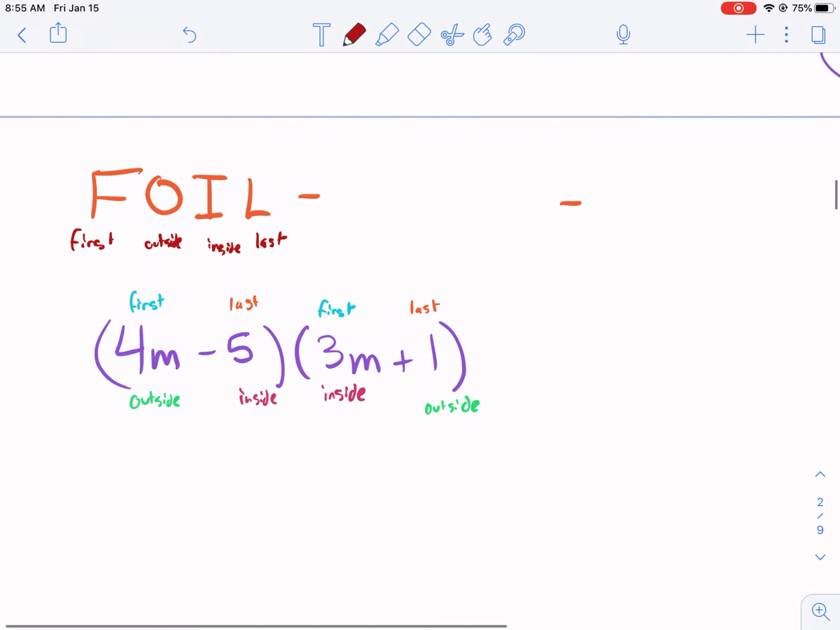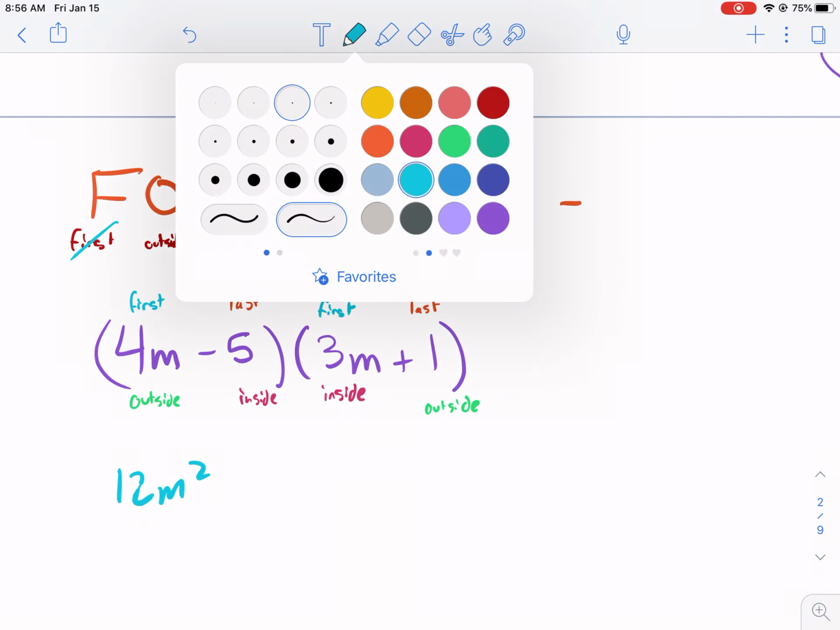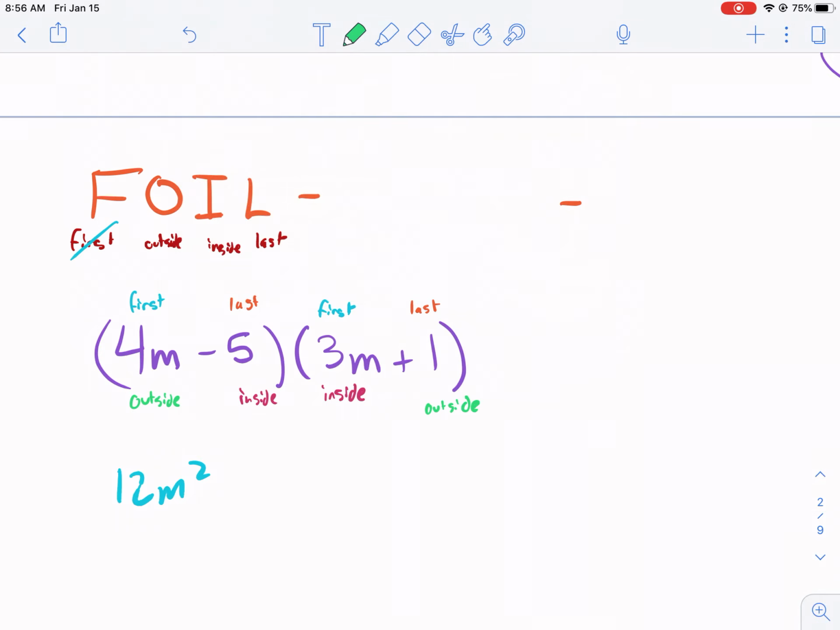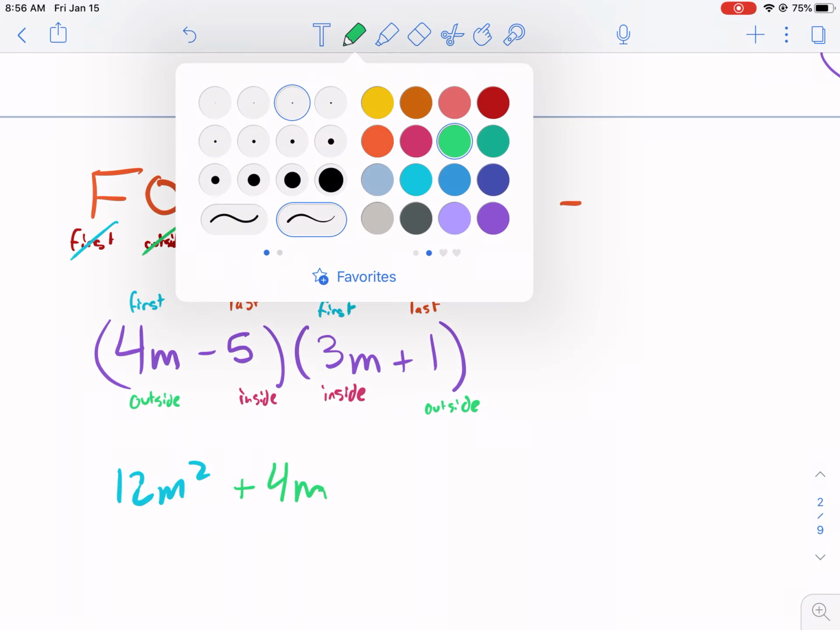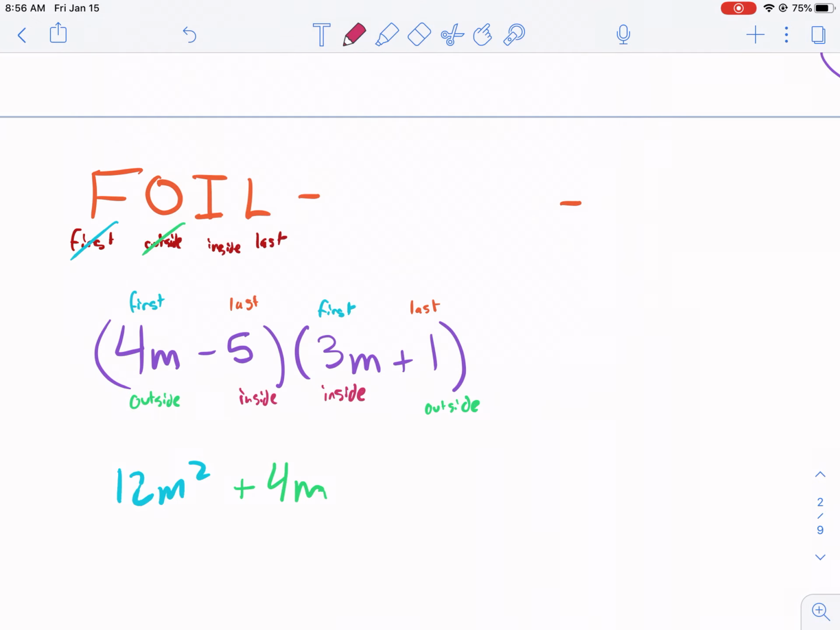Now, what I'm going to do is multiply the first terms together. So I have 4m times 3m. That gives me 12m squared. Then, based on the order, I did my first. Check with first. Now I'm going to do my outside terms. That's my green ones. 4m times positive 1, which is 4m. Outside, check.